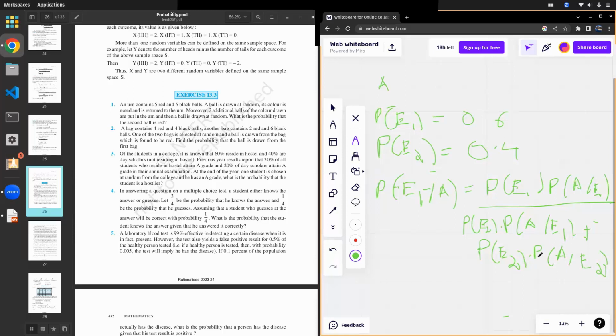The probability of A given E1 and probability of A given E2 are given in the question. So if we substitute the values, we will get 0.6 into 0.3 divided by 0.6 into 0.3 plus 0.4 into 0.3. So if we calculate it, we'll get the answer. So we will move to the next question.